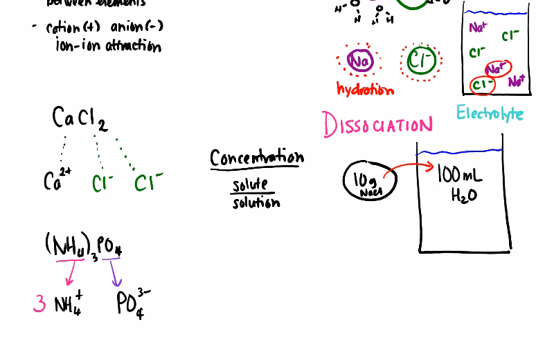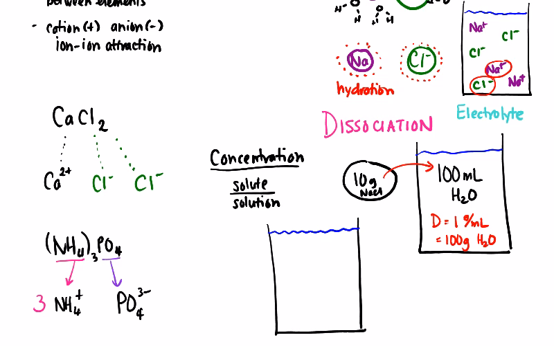Now, because the sodium chloride fully dissociates in the water, it disappears completely and you won't be able to see the ionic compound anymore. Because water has a density of 1 gram per milliliter, 100 mL of water is equal to 100 grams.